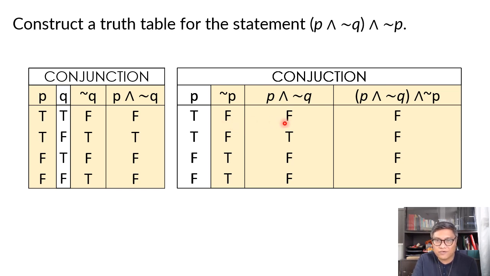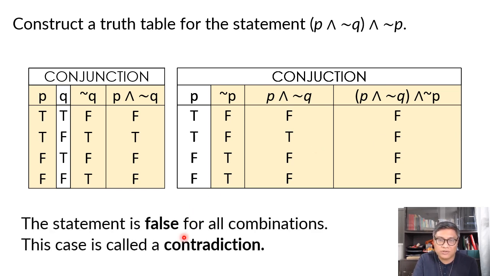So false and false is false. False and true is false. True and false is false. And another true and false is also false. So here you notice that the results are all false. So no matter what combinations you can have here, the result is always a false statement. So this is the opposite of your tautology. So if this happens, class, with any combinations, the result is always false. This is what we call a contradiction. If the statement is false for all the combinations, then this is what we mean by contradiction.